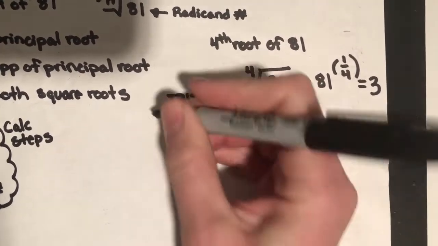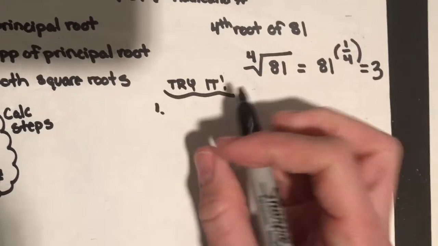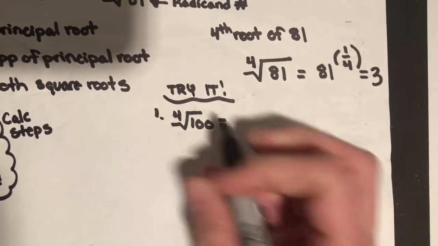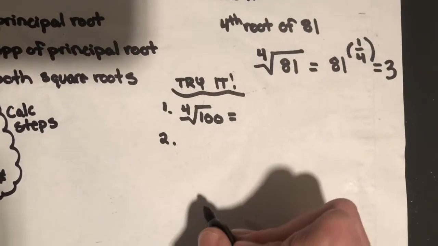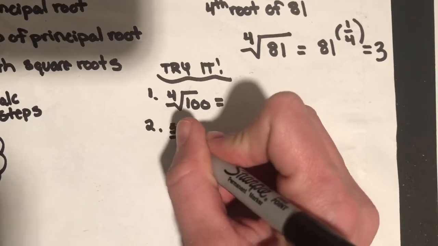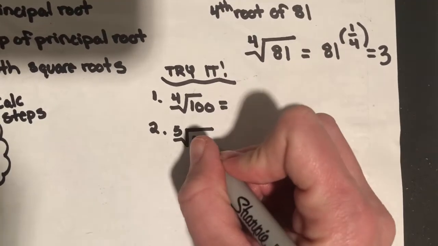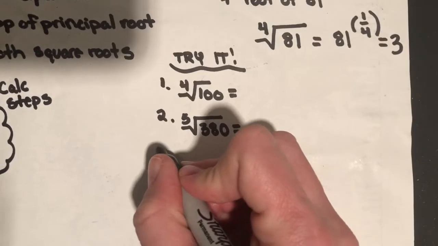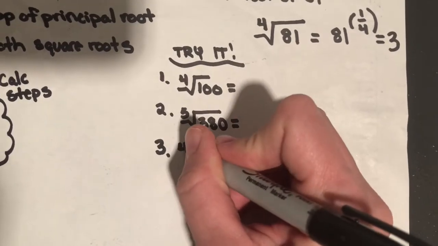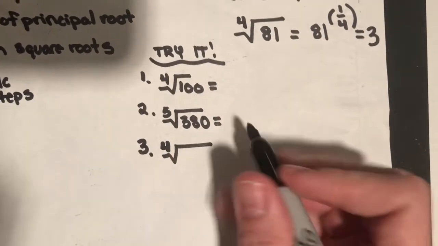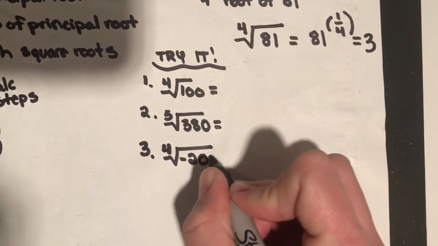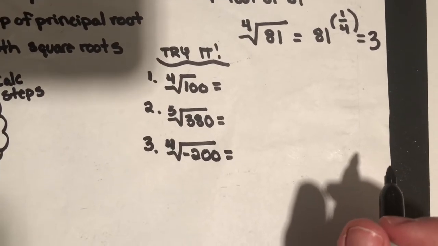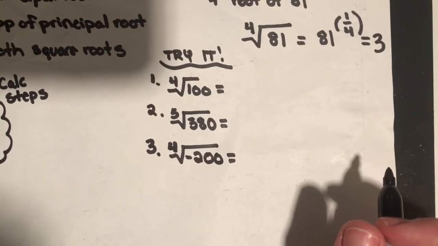So let's go through 3 examples here. Number 1, let's try the fourth root of 100. Number 2, let's try the fifth root of 380. And number 3, let's try the fourth root of negative 200. So right now I want you to pause this video, try that out, and see what answers you get.